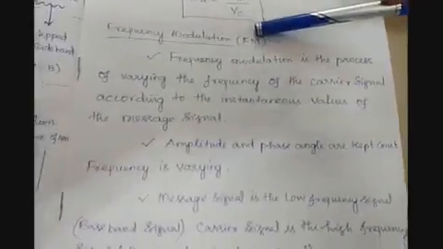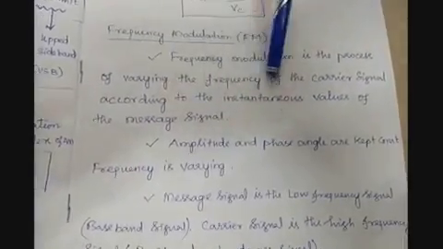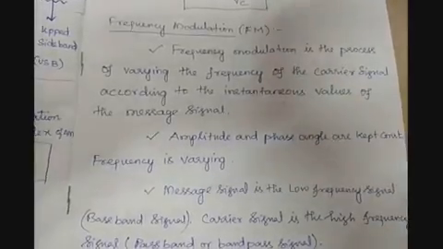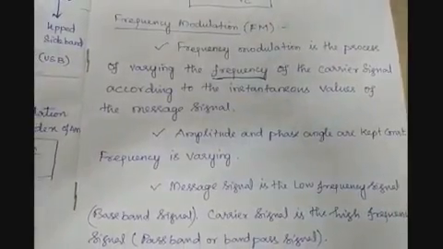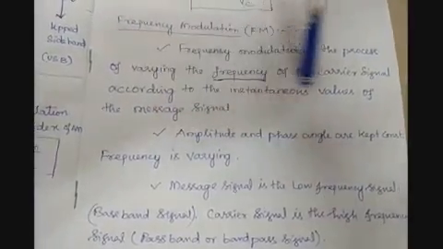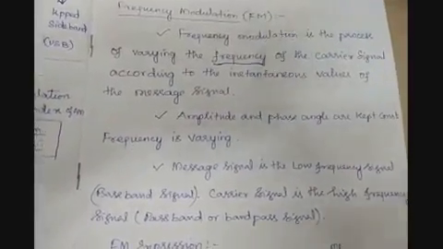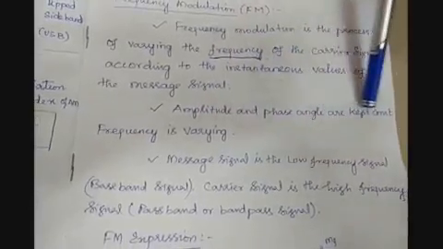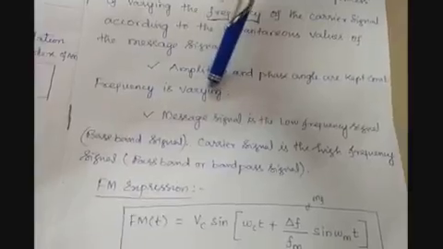So that's all about AM. Now we move on to frequency modulation, FM. It is the process of varying the frequency. Here we are varying the parameter frequency. The process of varying the frequency of the carrier signal according to the instantaneous value of the message signal. Same definition, but instead of amplitude we write frequency. In FM, amplitude and phase angle are kept constant, but frequency is varying.